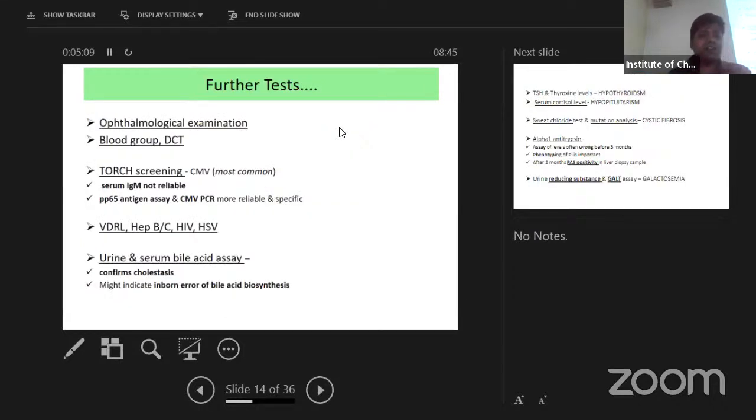Other investigations like ophthalmological examination, blood group, direct Coombs test, TORCH screening. Cytomegalovirus is the most common cause. Serum IgM is not reliable. The pp65 antigen assay and the CMV PCR are more reliable and specific. VDRL, hepatitis B and C, HIV, HSV, urine and serum bile acid assay, which confirms the cholestasis, might indicate inborn error of bile acid biosynthesis.